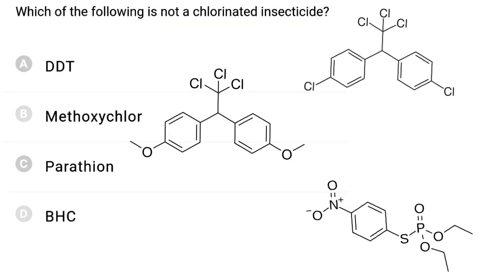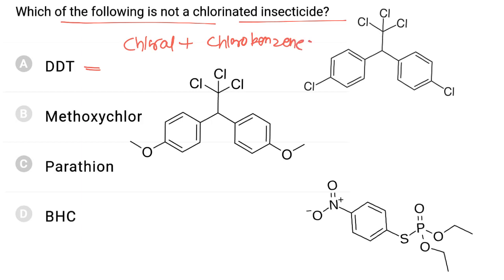In this question we have to identify which of the following is not a chlorinated insecticide. Now if we look at the structure of DDT, DDT is formed when a chloral molecule is treated with chlorobenzene in acidic medium, so that this compound is formed. This molecule is called DDT, and DDT has a high chlorine content, so it is a chlorinated insecticide.